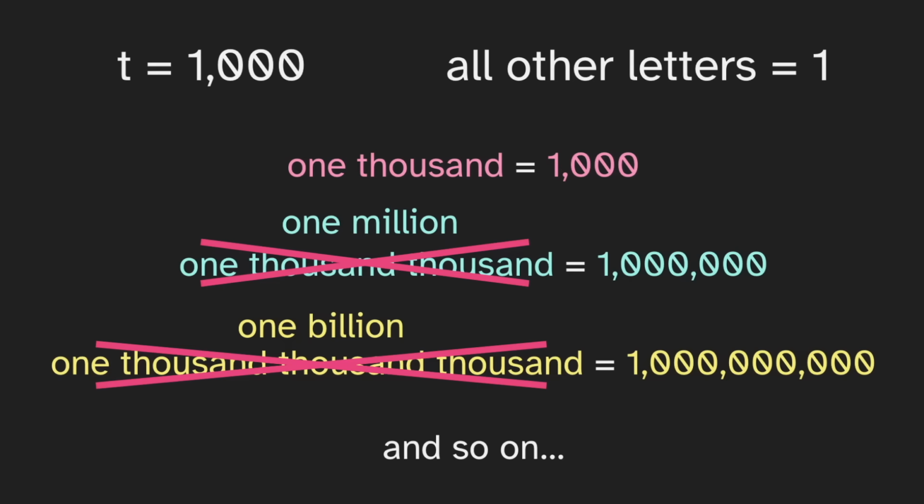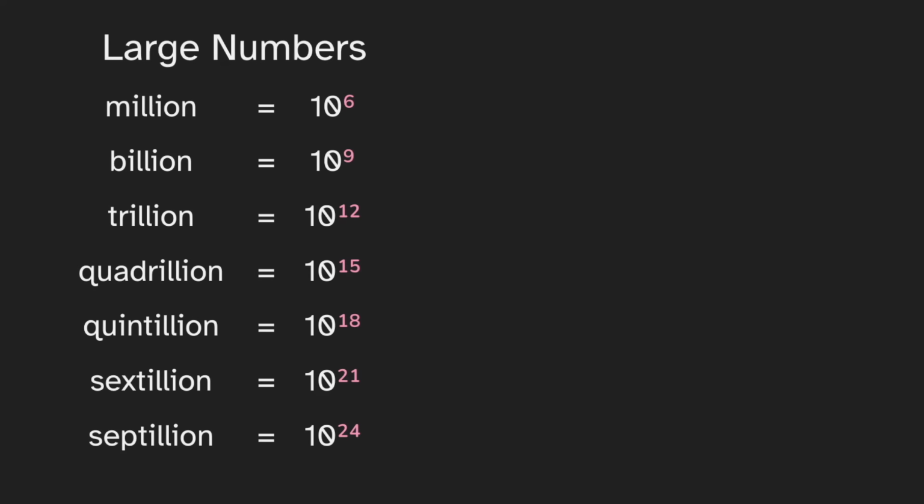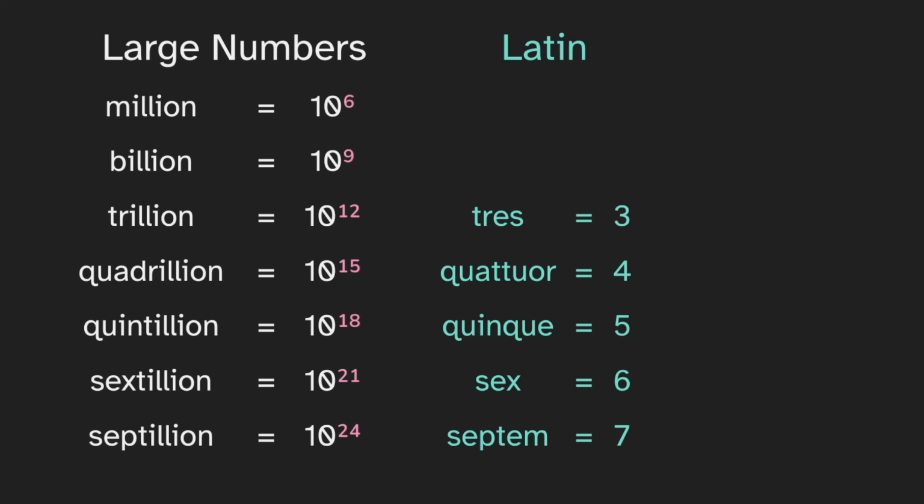And we will do that using Novenonagintanongentillion. But what is Novenonagintanongentillion? To answer that, let's look at some large numbers. So we have 1,000,000 is 10 to the 6th, 1,000,000,000 is 10 to the 9th, 1,000,000,000,000 is 10 to the 12th, and so on. And beginning with 1,000,000,000,000, we see a pattern that corresponds to the Latin numbers.